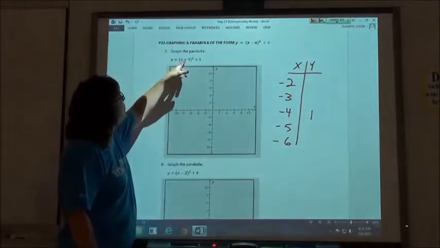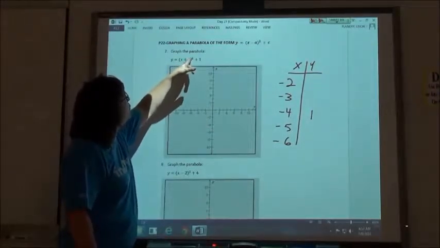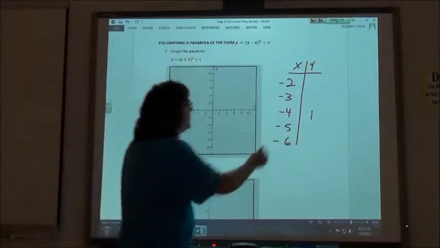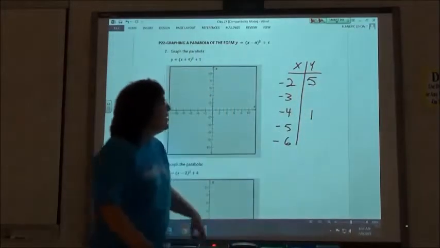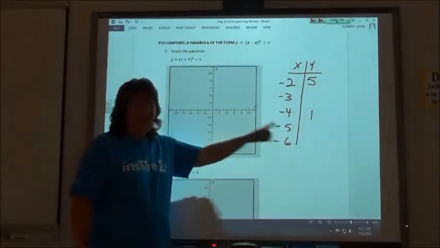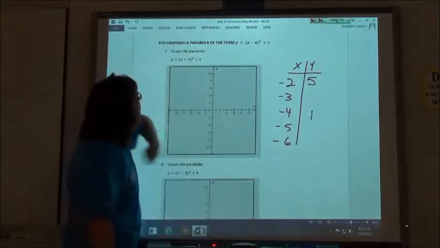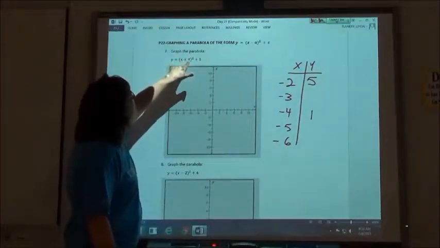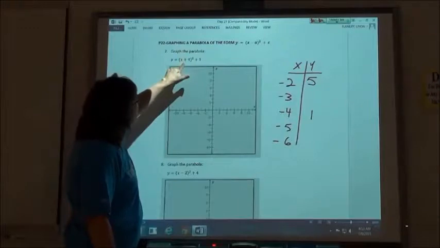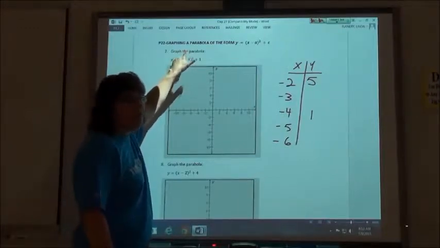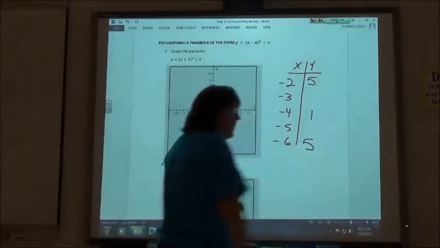So negative 2 plus 4 is 2, 2 squared is 4, 4 plus 1 is 5. Now when I do the negative 6, I should get the same answer, so I'm going to hop down and do the negative 6. Negative 6 plus 4 is negative 2. A negative 2 squared is a positive 4, and 4 plus 1, 5.